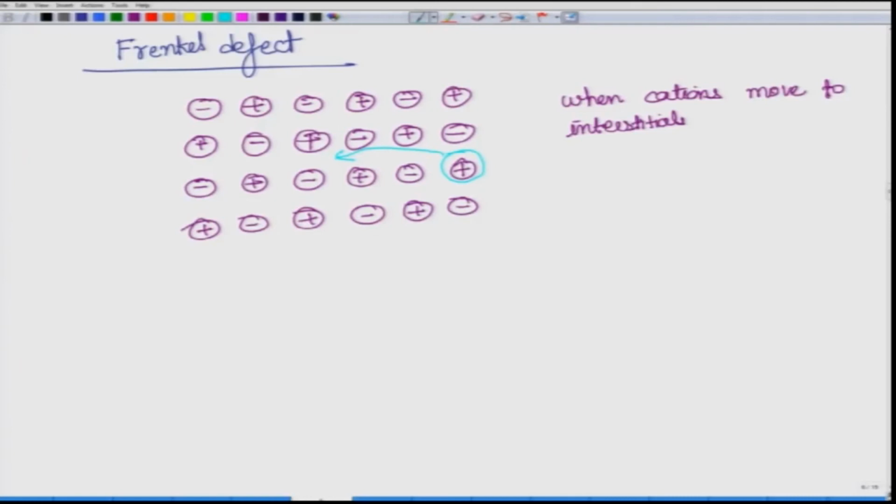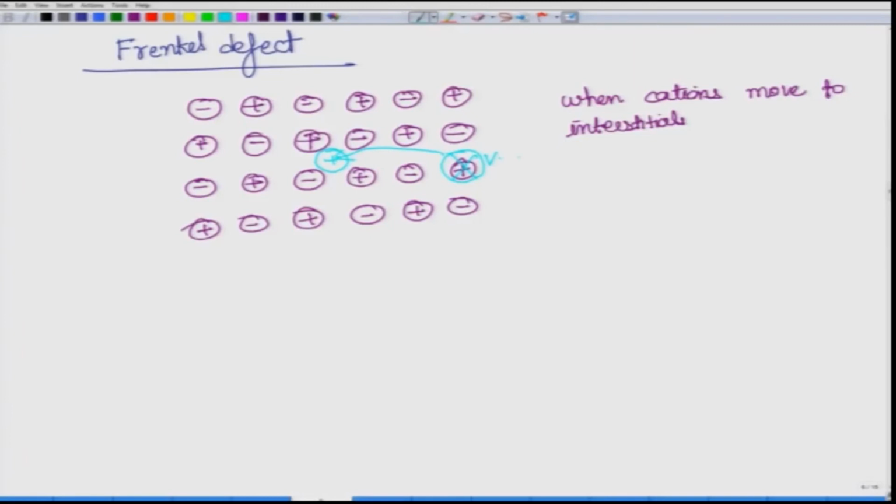How the atoms are actually oriented will depend on which orientation you are looking at and what the crystal structure is. Here, just for simple illustration, I am taking a square lattice in a 2D plane, and the atoms are separated apart so that this cation can move over here. So now this cation moves from here, this becomes a vacancy, and the cation comes over to this place. This will be called a Frenkel defect.